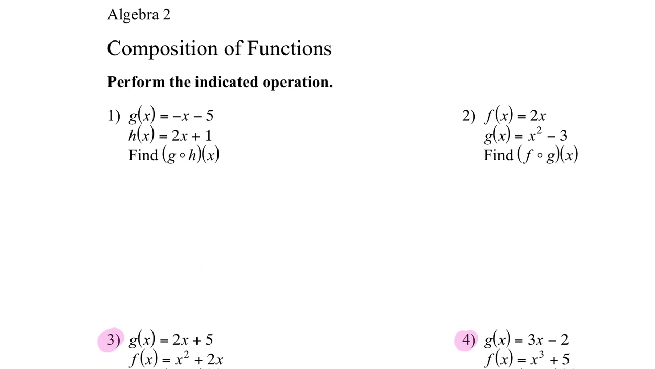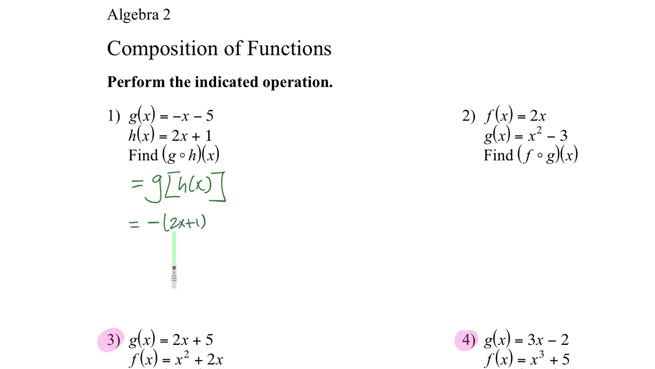Again, you can read this as g of h of x. So that means that in function g, I'm going to plug in function h for every variable. So x, I'm going to substitute for this. So this equals negative. The negative comes from the g right here. Then I'm going to change that x for 2x plus 1. So times 2x plus 1.